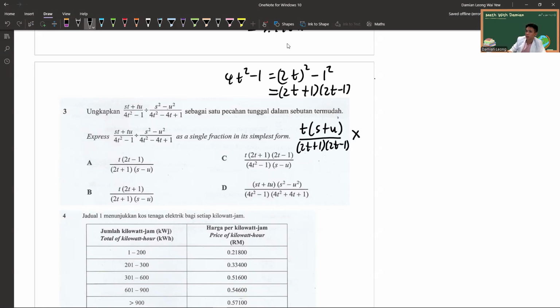Divide, change to times, flip the fraction around. Here also I can factorize this 4t squared minus 4t plus 1. There are two ways you can factorize it. Either you put it in this form.